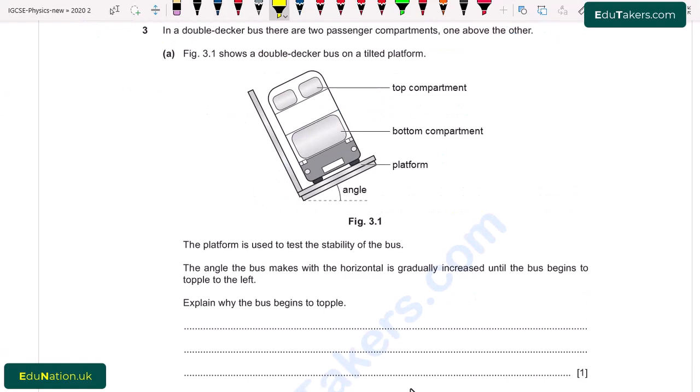Question number 3. In a double-decker bus, there are two passenger compartments, one above the other. Part A. Figure 3.1 shows a double-decker bus on a tiled platform. The platform is used to test the stability of the bus. The angle the bus makes with the horizontal is gradually increased until the bus begins to topple to the left. Explain why the bus begins to topple. So first of all, you can see here in the figure 3.1 that it's the top compartment while it's the bottom compartment.